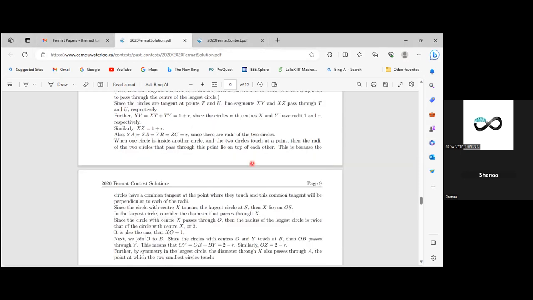In the largest circle, consider the diameter that passes through X. Since the circle with center x passes through O, the radius of the larger circle is twice that of the circle with center x, which is R equals 2. Here, we already knew the radius value is 1, so twice means 1 plus 1, which is 2. Is it clear? Yeah.